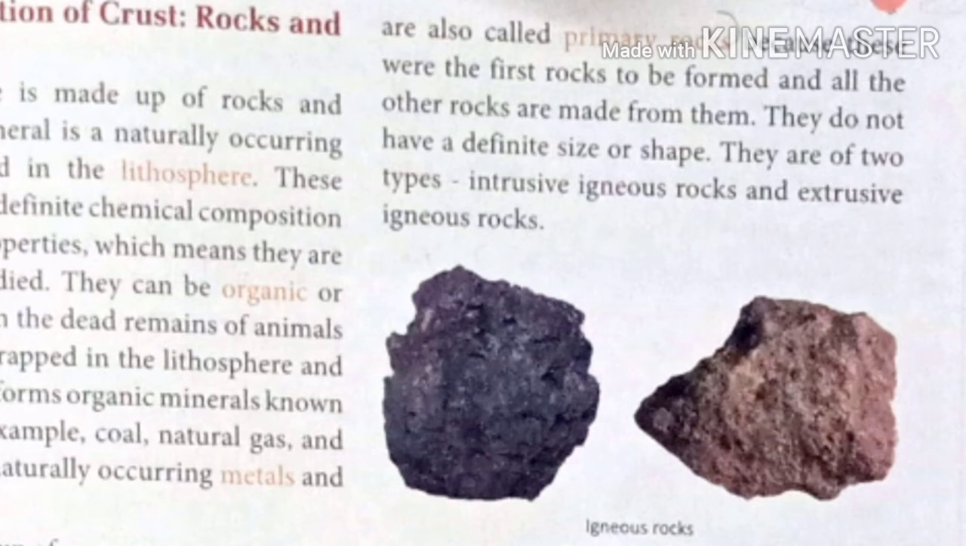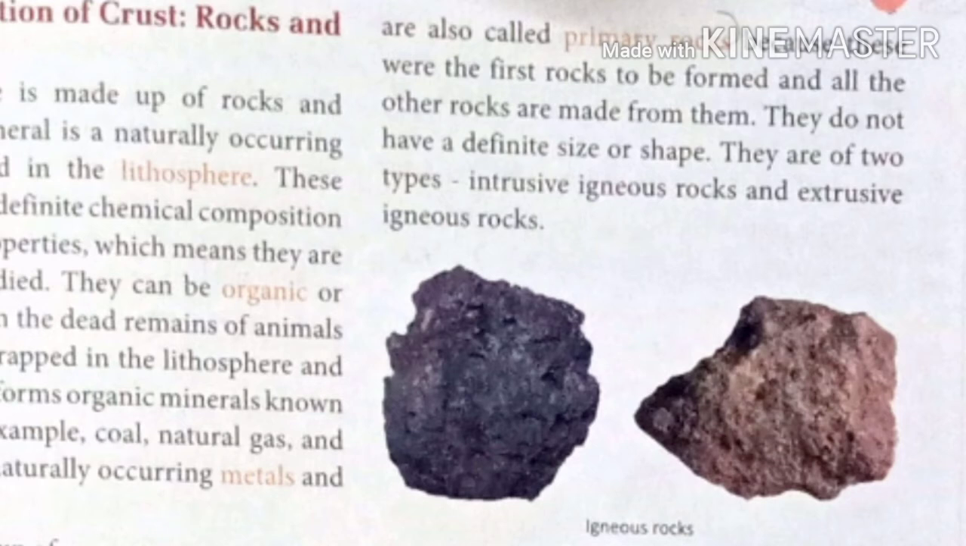Igneous rocks. They are also called primary rocks because these were the first rocks to be formed and all other rocks are made from them. This is the primary rocks because ये पहले होती है, जो molten magma से सबसे पहले ये rock बनती है, बाद में इन्हीं rocks से दूसरी सारी rocks का formation होता है. That's why this one is the primary rock. They do not have a definite size or shape. इनका कोई निश्चित आकार नहीं होता है या कोई डेफिनेट इनका साइज़ नहीं होता है.